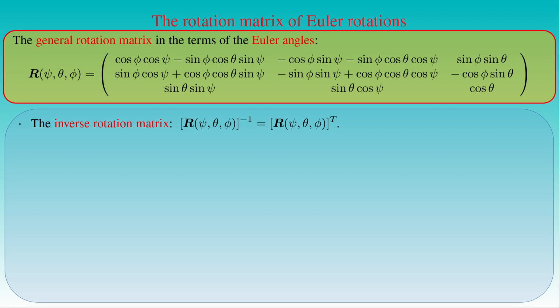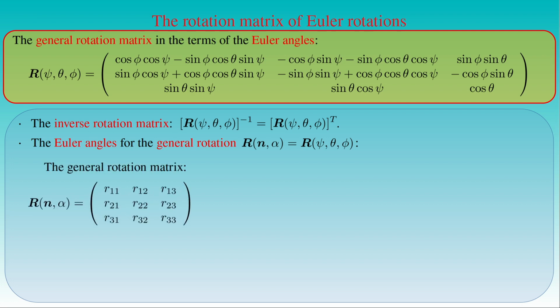The rotation matrix can also be used to determine the Euler angles for the general rotation if its rotation matrix is already given. For a rotation axis described by the unit vector n and the rotation angle alpha, we can compute the elements r sub ij of the rotation matrix capital R n alpha as the functions of the Cartesian components of the unit vector and the angle alpha, where the indices i and j run from 1 to 3. Since this general form of the rotation matrix is equal to the rotation matrix expressed in terms of the Euler angles, the individual elements of the two matrices are the same. Then we can express the Euler angles as the functions of the elements r sub ij.